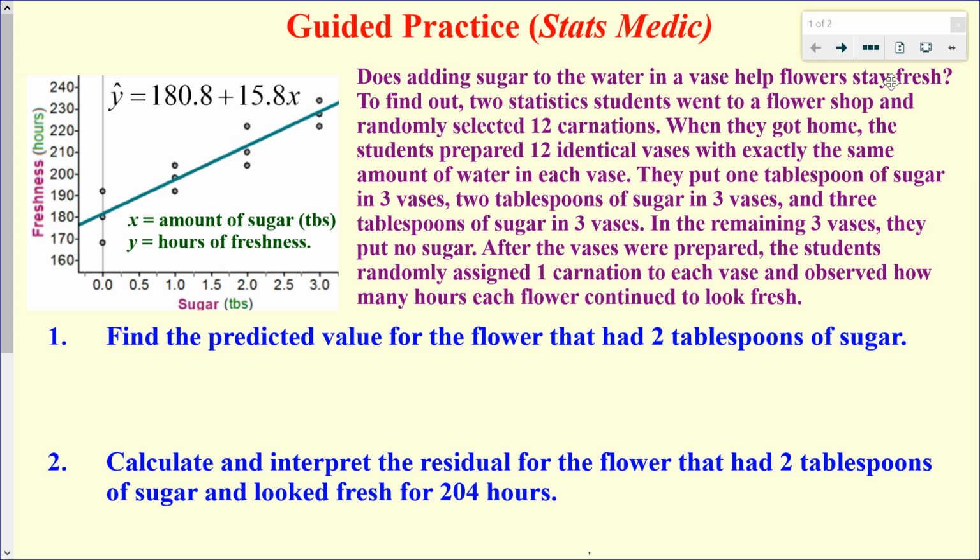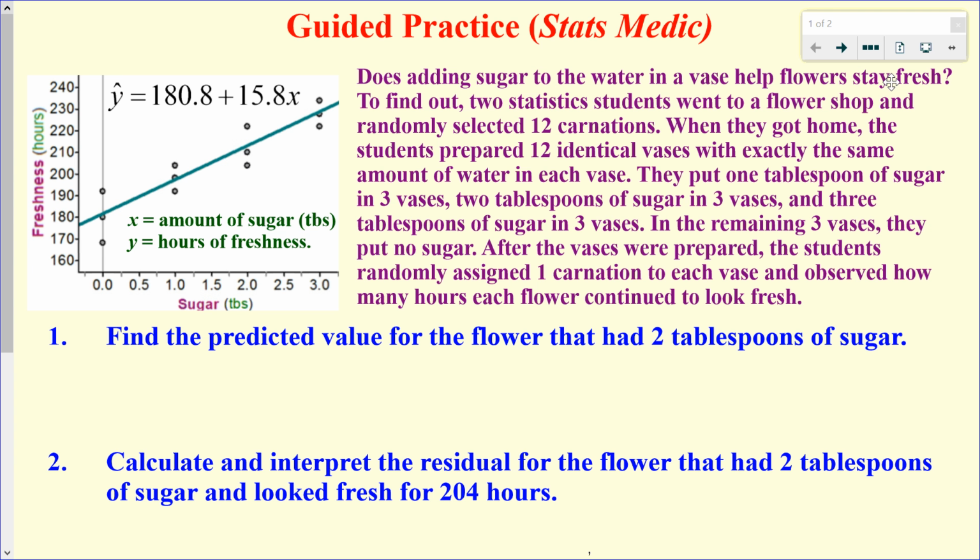This is the guided practice exercise that we were unable to get to in class yesterday. So here we have a scenario discussing whether sugar added to water would help flowers stay fresh. And an experiment is developed and explained here. And the scatter plot at the left was created with sugar being measured on the x-axis and the freshness, number of hours, being measured on the y-axis.